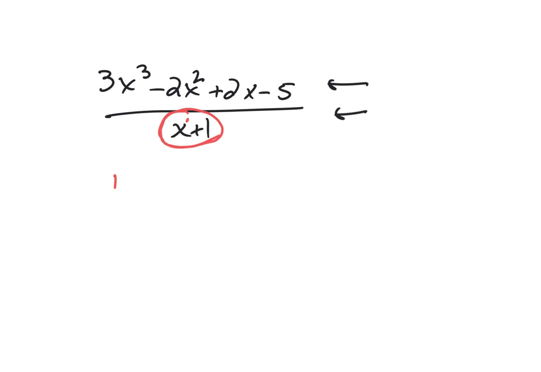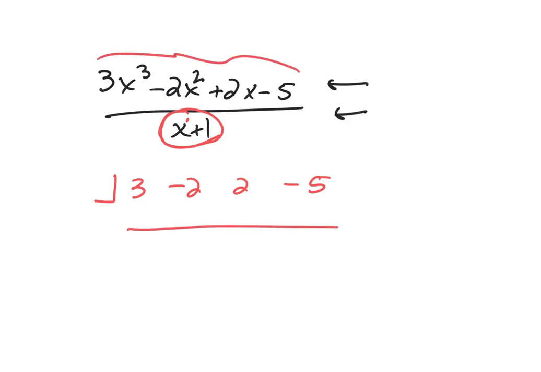So what we do is put a little backwards L. I'm going to call it a box. Then I'm going to put the coefficients, the 3, the negative 2, the 2, the negative 5. All those numbers came from my numerator. And here's the deal. In my box, or my backwards L, I'm going to put the number that would make the denominator be 0, or the opposite number that's on the bottom. I'm going to put a negative 1.